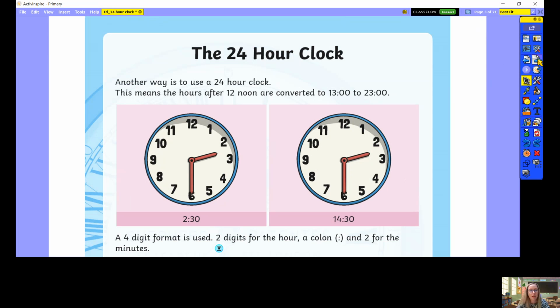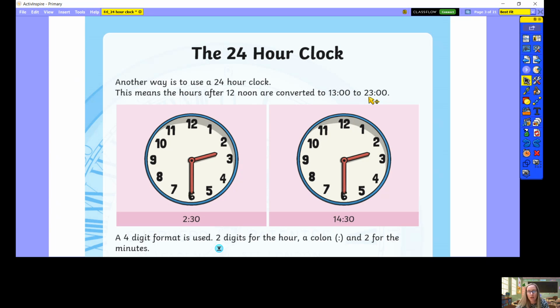So the 24-hour clock. Another way is to use a 24-hour clock instead of a 12-hour clock. So far we've only looked at 12-hour clocks. Today we're going to look at a 24-hour clock. So this means that the hours after 12 o'clock noon, so 12 o'clock is our lunchtime, are converted to 1300 hours, we would say, to 2300 hours. This is what the times might look like on digital clocks: 13:00, 14:00, 15, 16, 17, 18, 19, 20, 21, 22, and then 23.